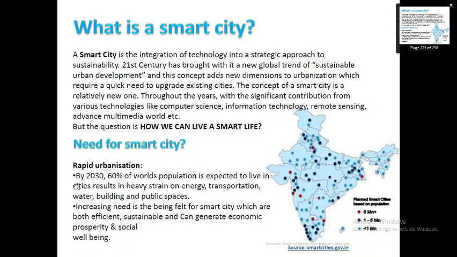So, smart cities. Smart city is another tool for urban renewal. After conservation, sustainability, eco cities, e-governance, and then transit oriented development, the next one that we are going to see over here is smart cities. Smart city is an integration of technology into a strategic approach of sustainability. Rapid urbanization has resulted in heavy strain on energy, transportation, water, buildings, and public spaces.